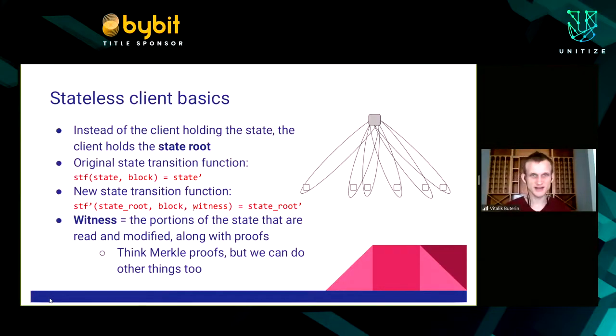So basically, a normal client holds the state, takes in a block, and modifies the state to get a new state. A stateless client only holds the state root. It asks for a block plus a witness, and it gives you a new state root, or it updates its state root to store a new state root.